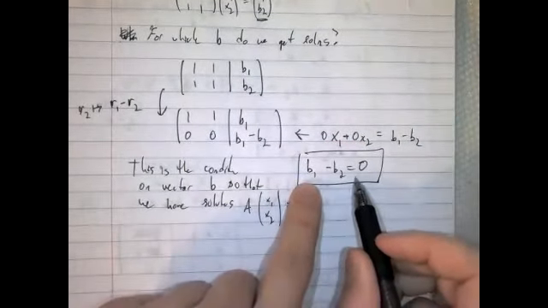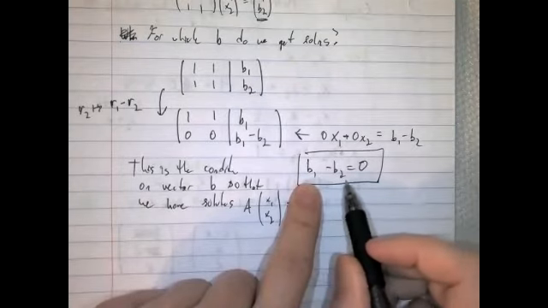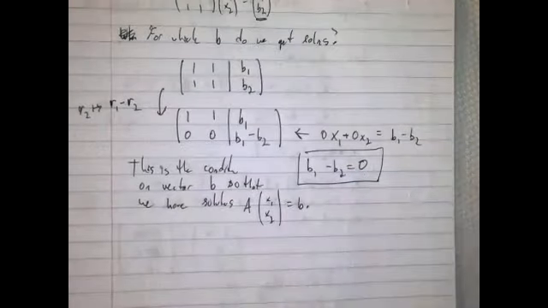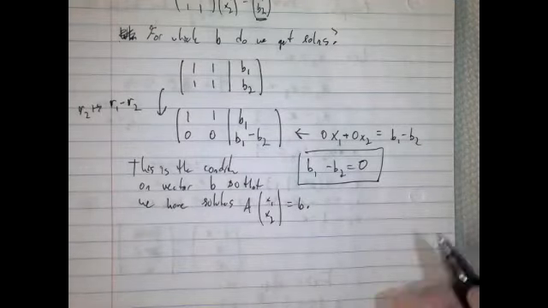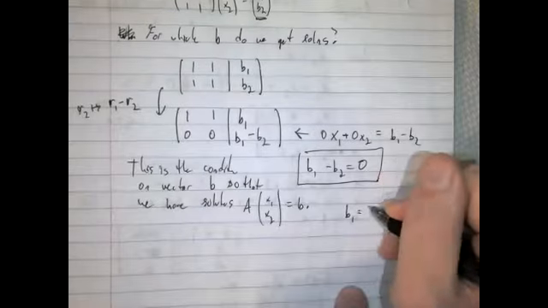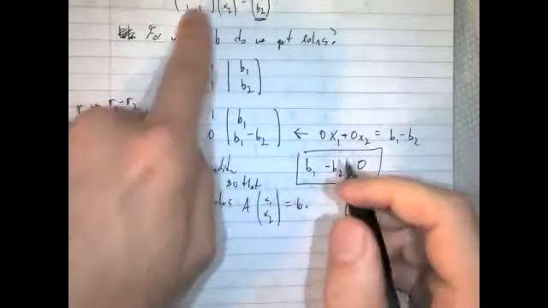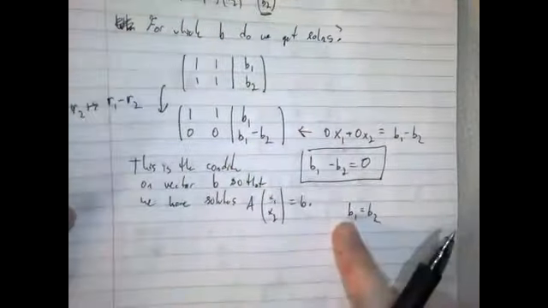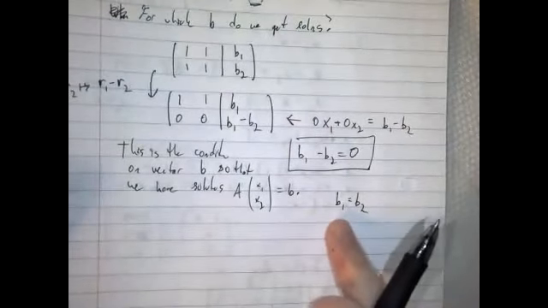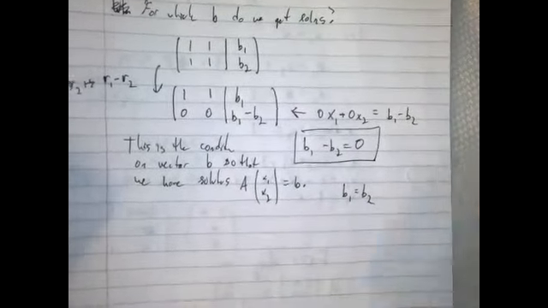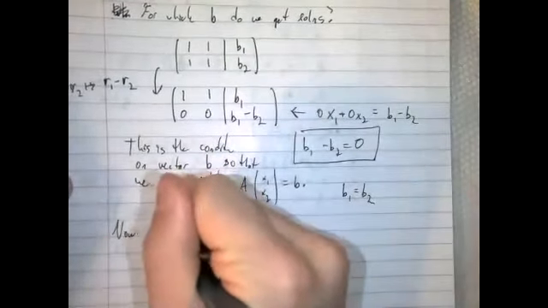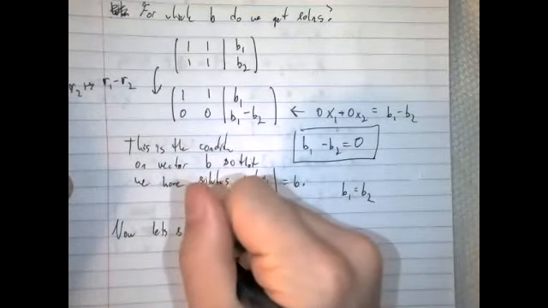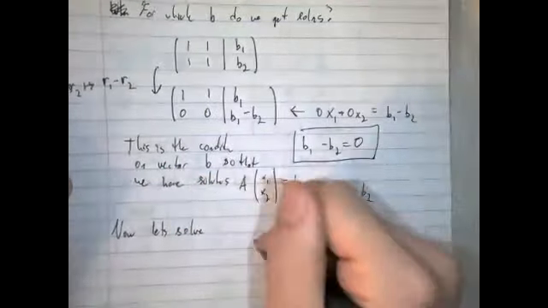b1 minus b2 being equal to 0 means that what do these vectors look like? b1 equals b2. Right. So b1 has to be equal to b2 in order for me to get solutions to this. Can someone pick for me some vector such that b1 is equal to b2? 2, 2. Great. Now let's solve the matrix 1, 1, 1, 1 times (x1, x2).